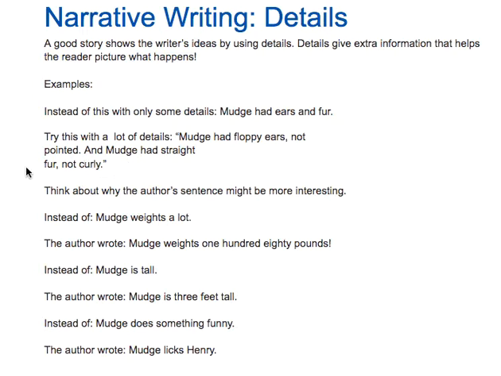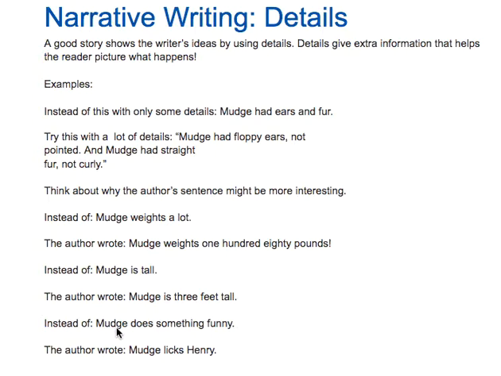Think about why the author's sentence might be more interesting. This was definitely a lot more interesting than Mudge had ears and fur. Instead of Mudge weighs a lot, the author wrote Mudge weighs 180 pounds. That really gives you a good idea of how large the animal is. Weighs a lot could just mean one thing to one person, but 180 pounds, that's huge. Instead of Mudge is tall, the author wrote Mudge is 3 feet tall. That gives the reader a better idea of how tall Mudge really is.